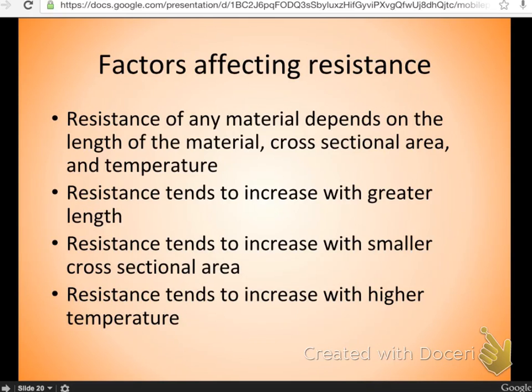The way that this makes sense, if you think back to the metaphor about current being like water flowing through a pipe, it's easier to get the same amount of water to flow through a giant pipe than it is to flow through a tiny garden hose. So the smaller the thing that the current is flowing through, the higher the resistance. And higher temperatures tend to actually increase resistance.